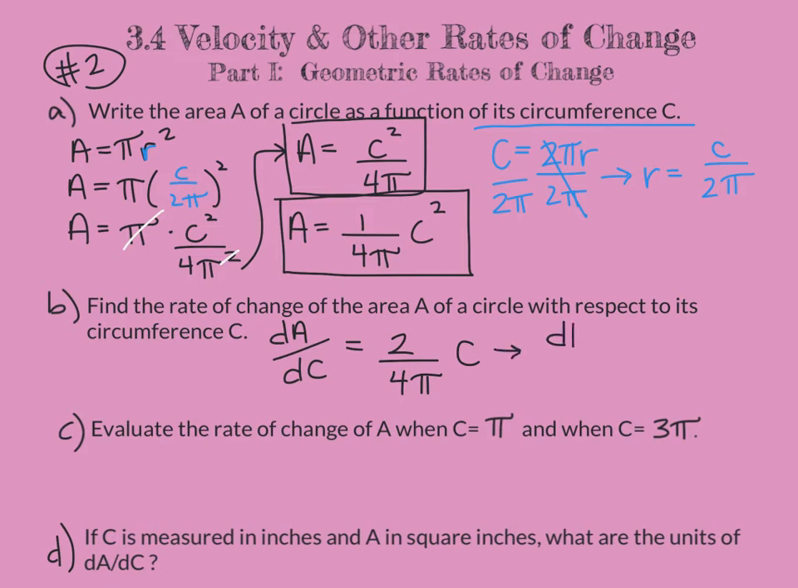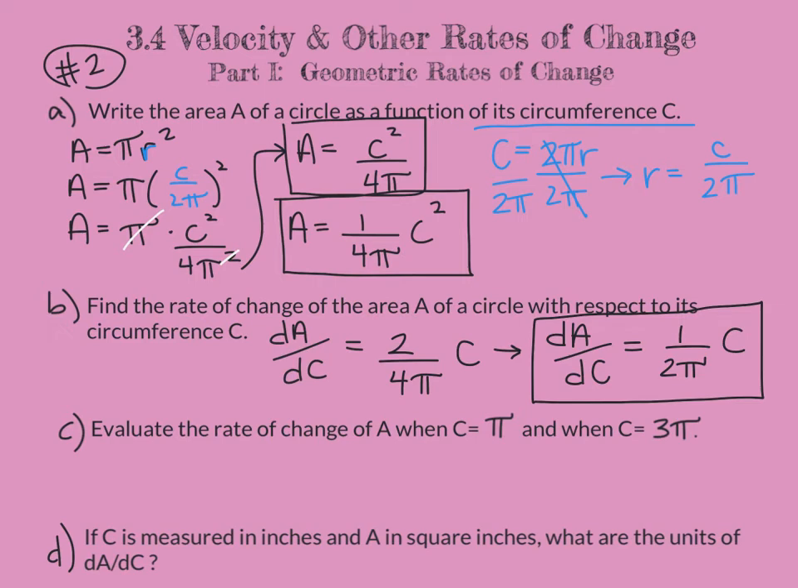We can simplify this. So dA dc is 1 over 2 pi times c, or c over 2 pi. They are both the same thing. So that is our derivative of A with respect to c. It's how our area is changing in terms of the circumference.